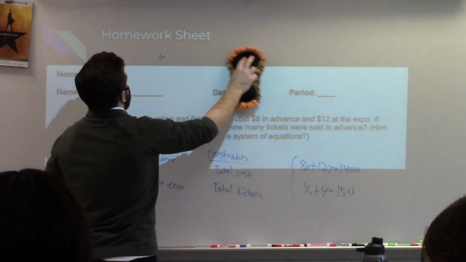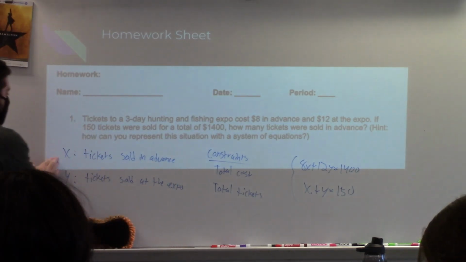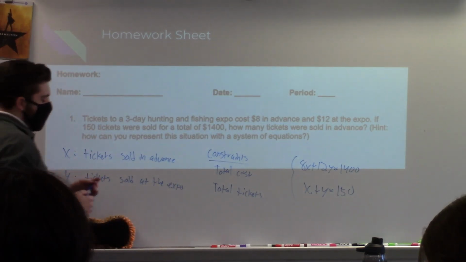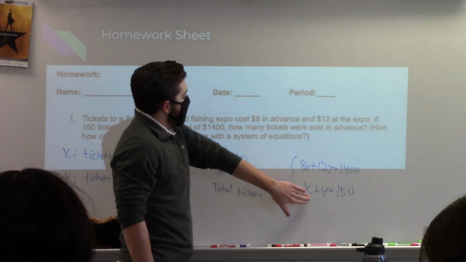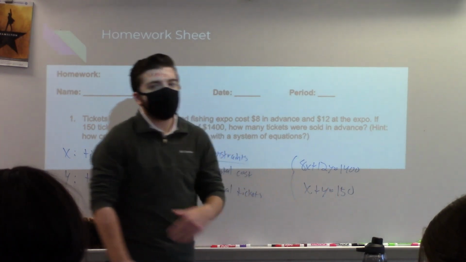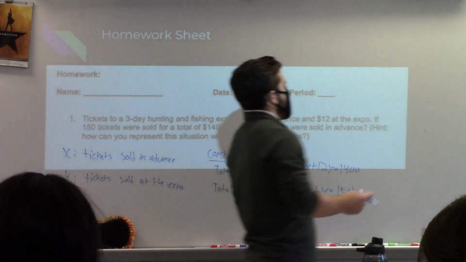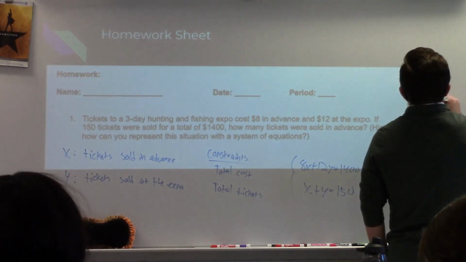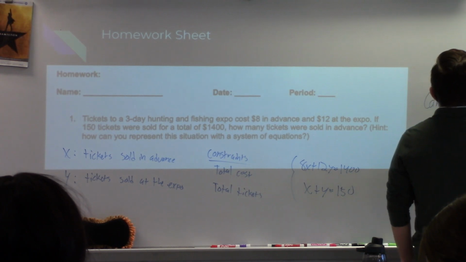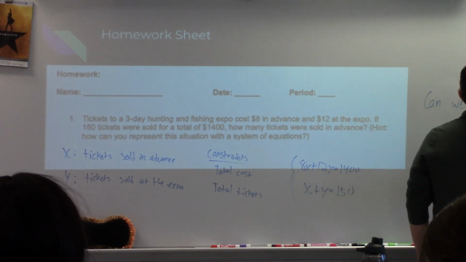So when we're looking at tickets, we're just looking at our X and our Y, right? So we know that our tickets sold in advance plus our tickets sold at the expo is equal to our total of 150. So one thing that's important is at this point, can we use substitution? Like right now, with what we have, can we use substitution?